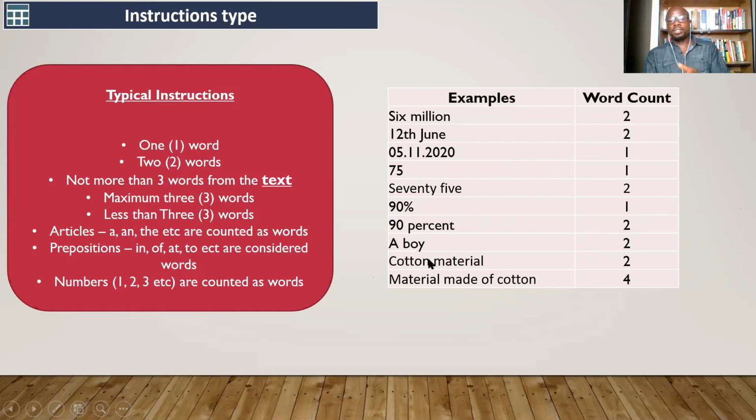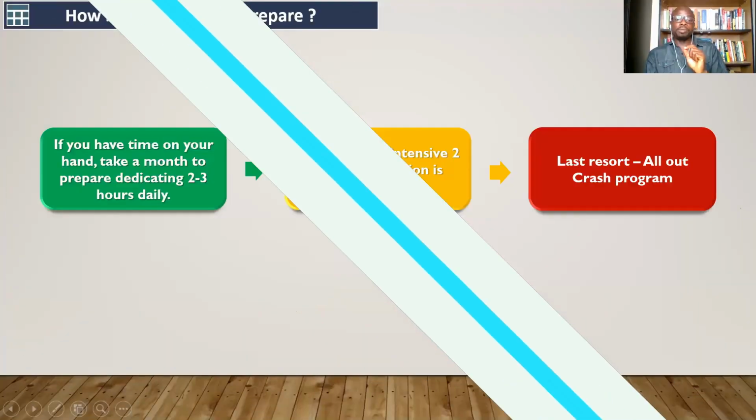Now, this is a tricky one. These are some of the tricky things I talked about. You have curtain material, it's two words. But if you write material made of curtain, you're talking about four words. These two mean the same thing. If you say curtain material, that's two words. If you say a material made from curtain, that's four words, but they mean the same thing. But the word count is not the same. So always remember, be mindful of that.